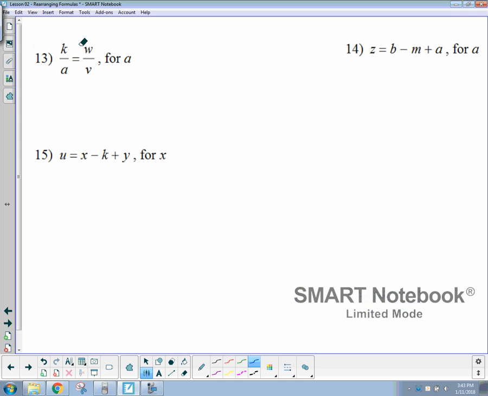So, solving for A. Guys, it's already set up for you to cross multiply, so just go ahead and do it. A times W is AW. K times V is KV. Okay? We're solving for A, so just divide by W from both sides. A equals KV over W.